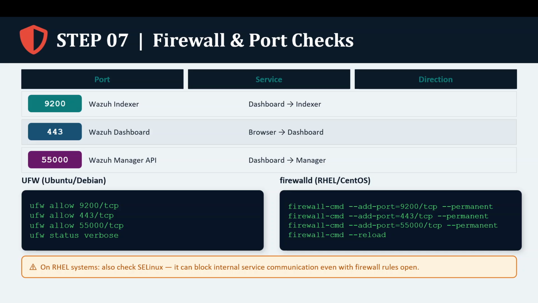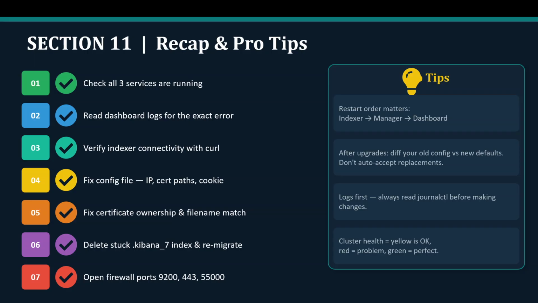These are the commands I have given for Ubuntu and CentOS. You can verify these commands and execute them to allow those ports. You can also check SELinux if you are on Red Hat systems. It can silently block internal communications even if the firewall rules are properly configured. So check SELinux as well, and if it is active, you can disable it or keep it in permissive mode.